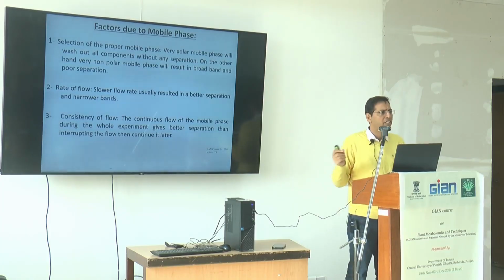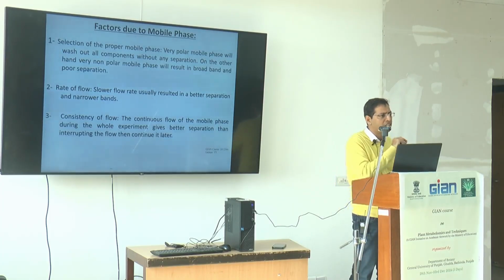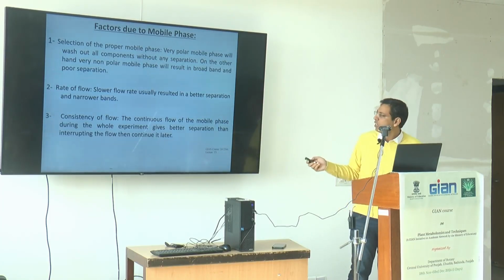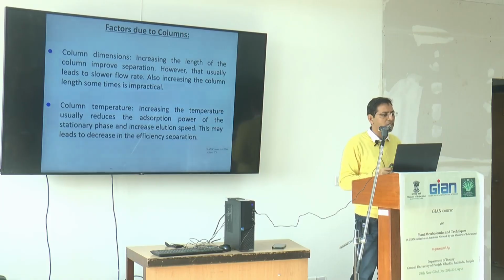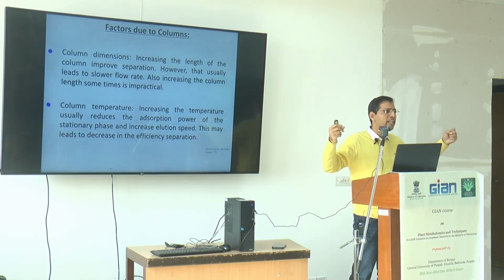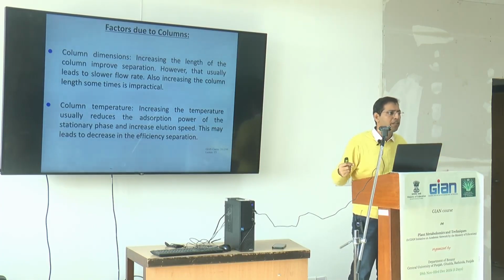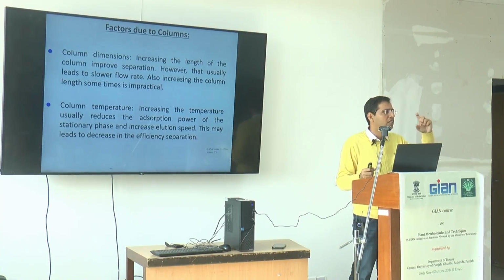Consistency of flow is another parameter. You have to take care that there is a continuous flow of the mobile phase during the extraction process. Now, the factors due to the column. Column dimensions: increasing the length of the column improves the separation. However, it usually leads to a slower flow rate. We can increase the column length because more column length means more plates, and more plates mean better resolution. But we can't increase the column length beyond a limit, so we have to maintain a particular fixed column length.